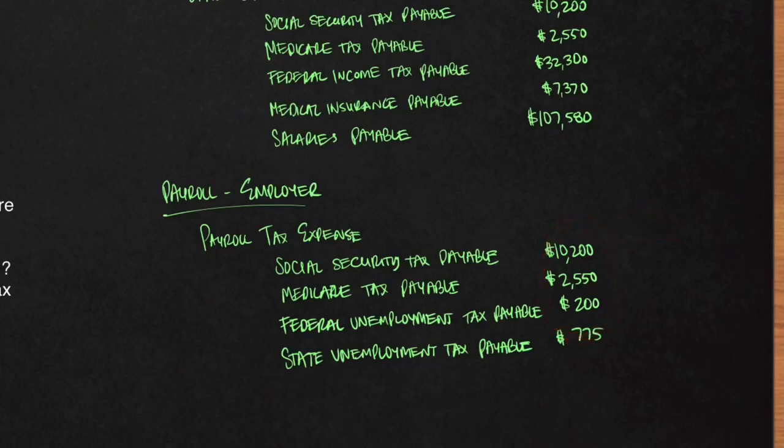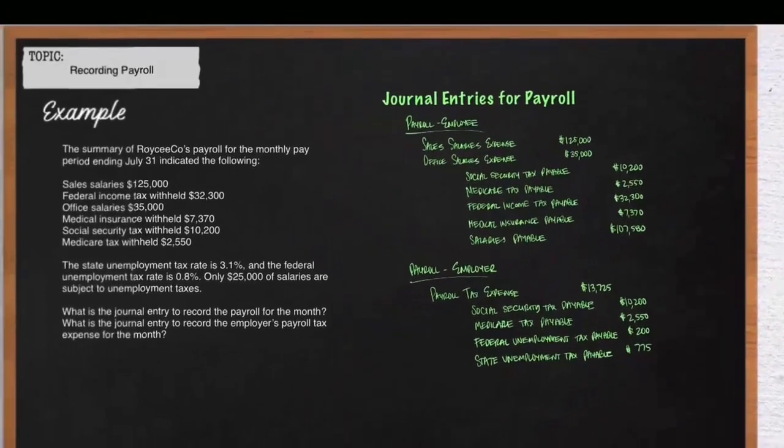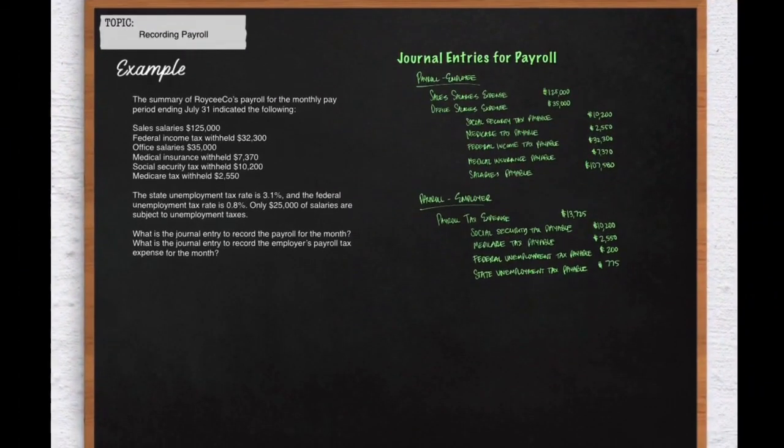What you have left to do is add those up, and that will give you your debit amount. Our debit amount in this case is $13,725. And there you have it. We just recorded the payroll for this company for both the employee and the employer.